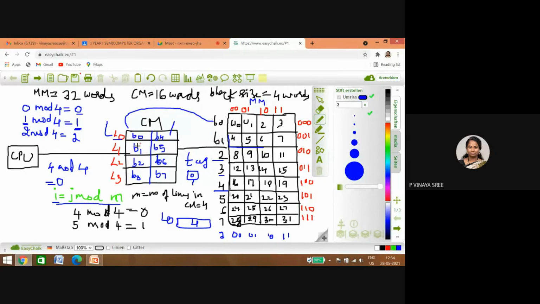Why? Because it is fixed that in this line we have to fix a block from block 1 and block 5. No other block can be placed. The drawback in this is that, as we are fixed, some blocks are not used at all. So in such a case, if there is a cache miss, we cannot utilize those blocks even though they are not used. That is a drawback in the direct mapping technique.